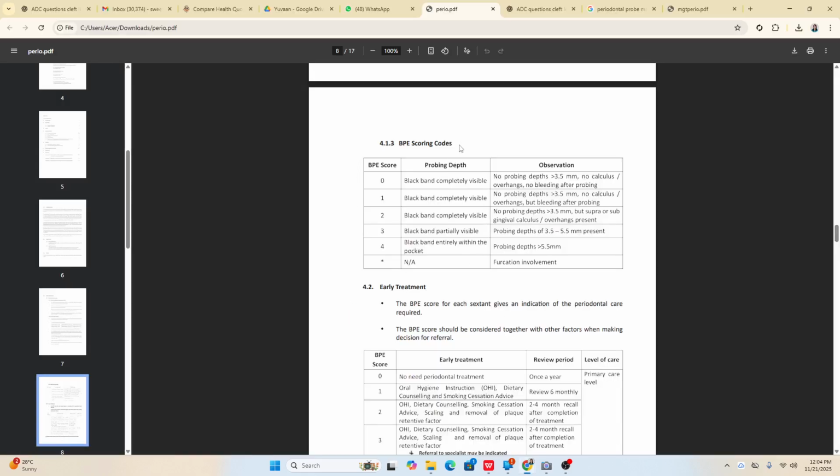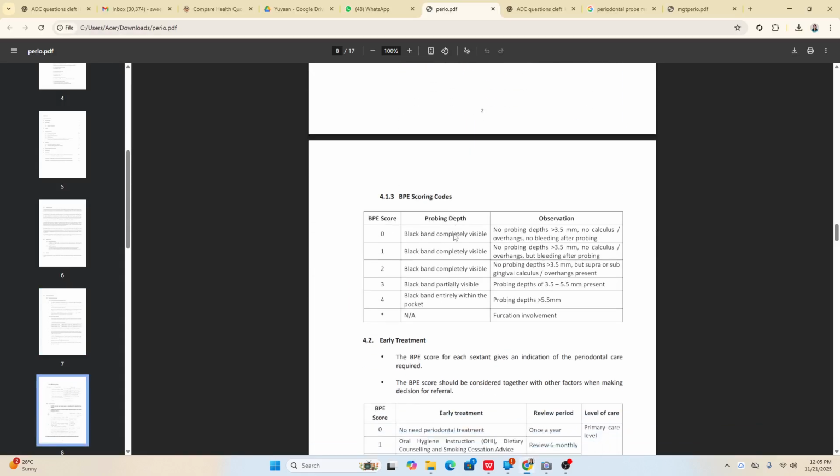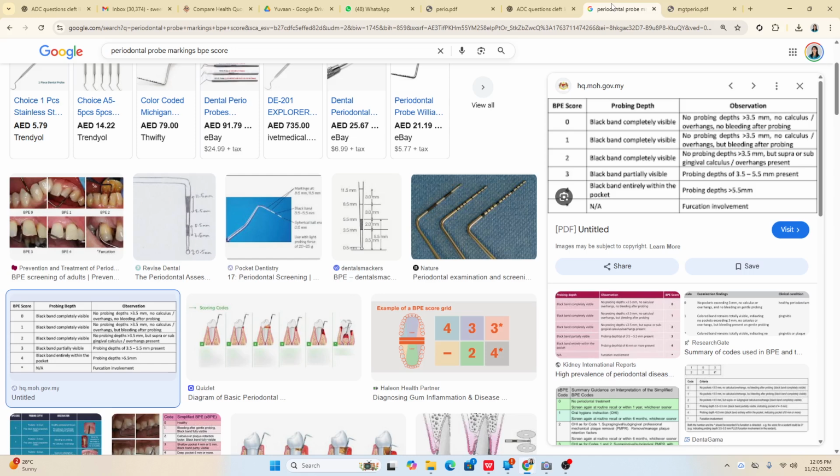So BPE scoring codes. So the probe, you know how the probe looks like, right? Yeah, this is the probe. You can see this WHO probe. This is a probe. It has two bands. One at 3.5 to 5.5 and one is somewhere 7.5 to I think 9.5, something like that. Yeah. So the first black band starts at 3.5. Remember at least this much, if not anything extra.